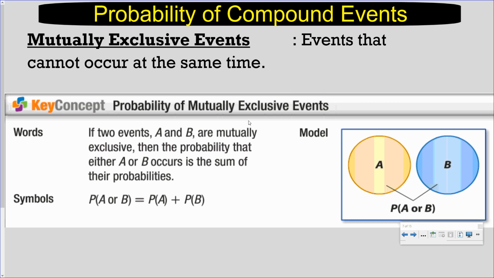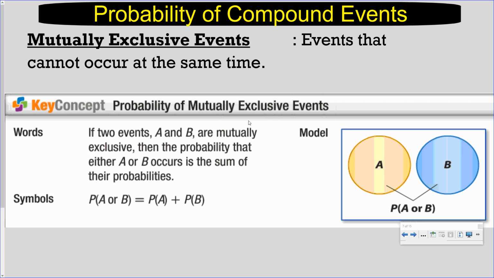Mutually exclusive events, another vocab buzzword. Mutually exclusive events are events that cannot occur at the same time. It'd be like drawing a 4 and a 5 when you only draw one card. It's got to be one or the other. You can't draw both. So if 2 events cannot happen at the same time, they are mutually exclusive. Like flipping a coin and getting heads and tails. Impossible.